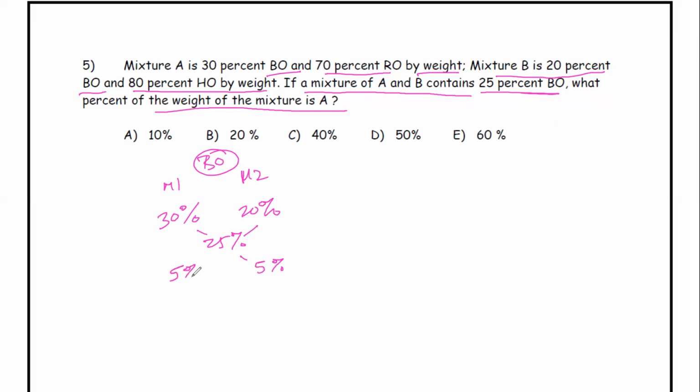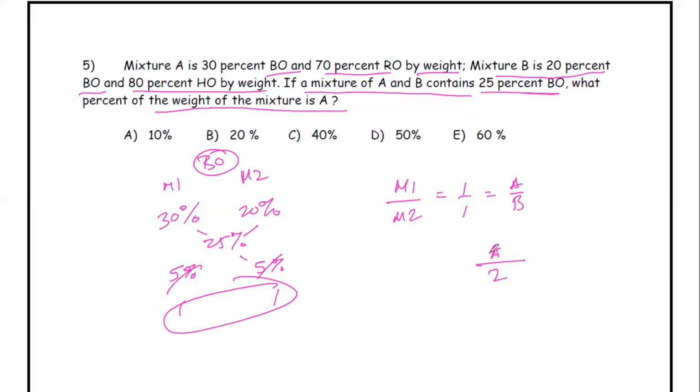Cross subtract, you got 5%. So that is 1 is to 1. So we know mixture A to mixture B is 1 is to 1, which is nothing but the ratio of A to B. So that is the ratio of A to B, 1 and 1. So what percent of the whole thing? So the whole thing is 1 plus 1. So that is 2. And A is what? 1. So that is 50% into 100%. So that is 50%. 1 is to 2.